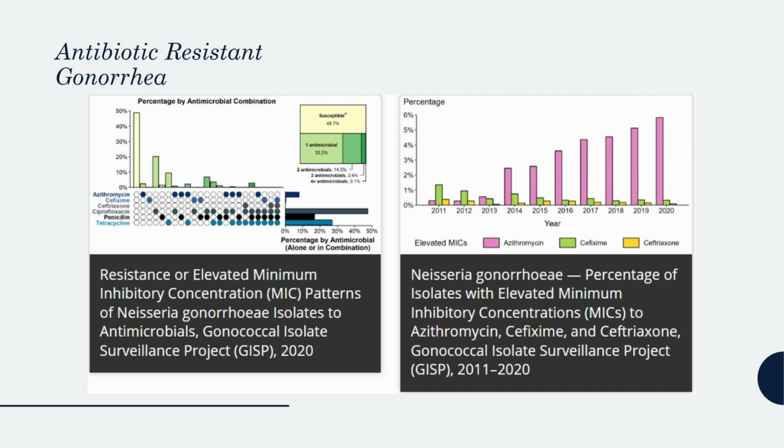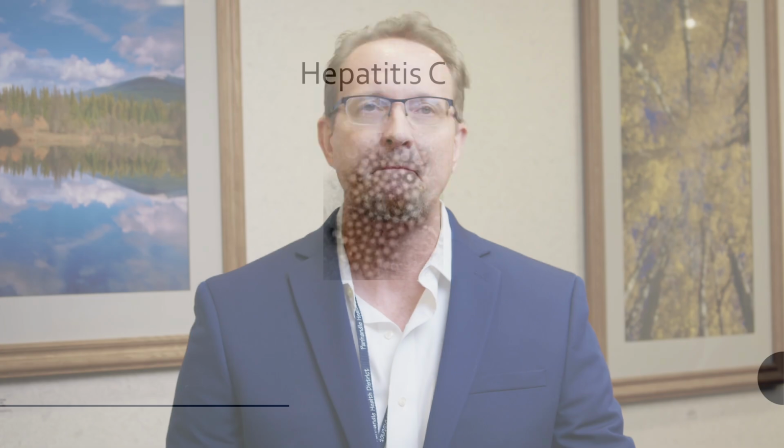This is the antibiotic-resistant gonorrhea, and that talks about the resistance that has been shown for the MIC levels, and it's shown more resistant to azithromycin. So since the 2020 guidance, the preferred treatment is an IM injection of 500 milligrams of ceftriaxone.